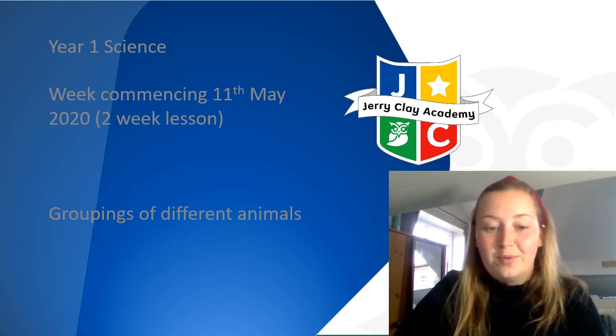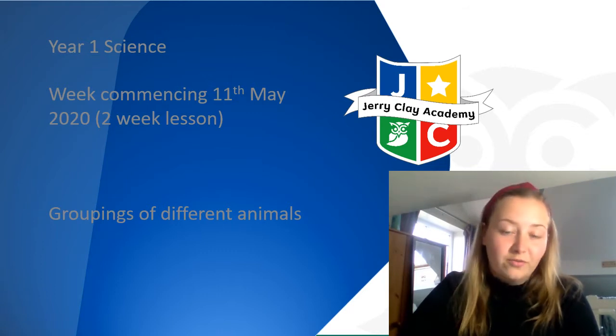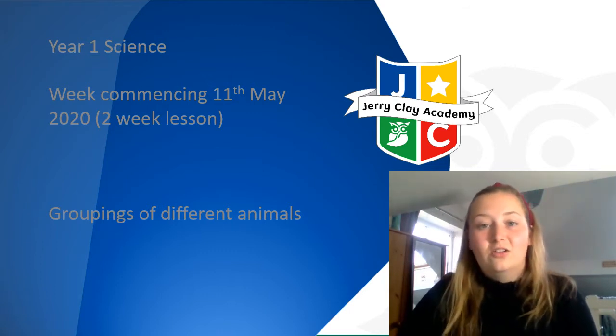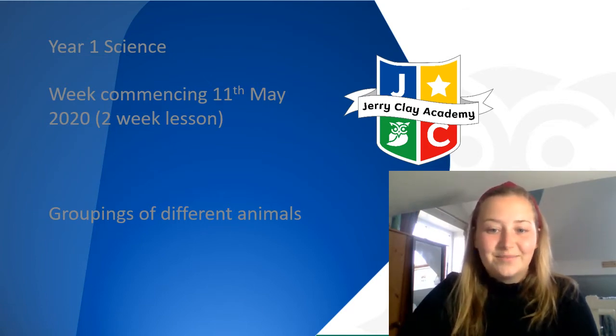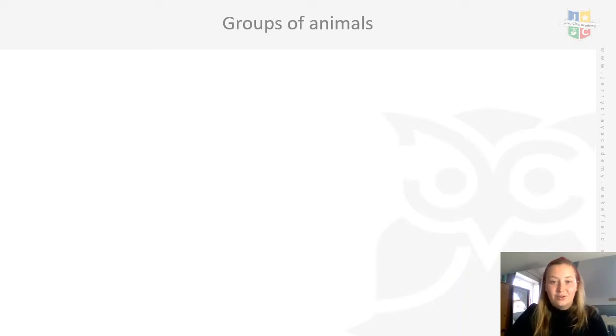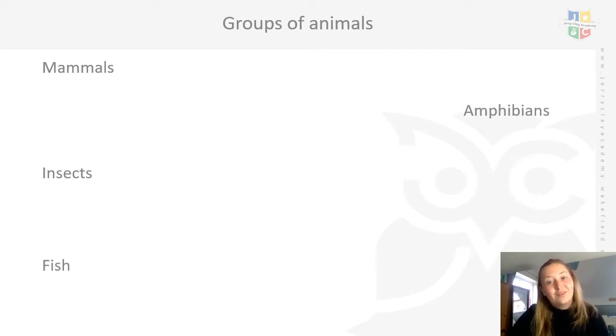So we are looking at groupings of different animals. Now we've looked at omnivores, carnivores and herbivores, but we need to look at the different types of animals as well. So let's get started. Okay, so first group of animals is mammals. Also insects, fish, amphibians, reptiles and birds as well. So, let's find out a little bit about each one of those groups of animals.